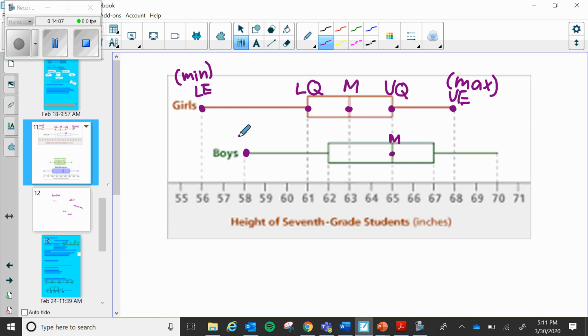This would be our lower extreme. And yes, you're more than welcome to use abbreviations like this. You do not have to write out lower extreme every single time. So if we've got our lower extreme, that means the one all the way up here is going to be our upper extreme.